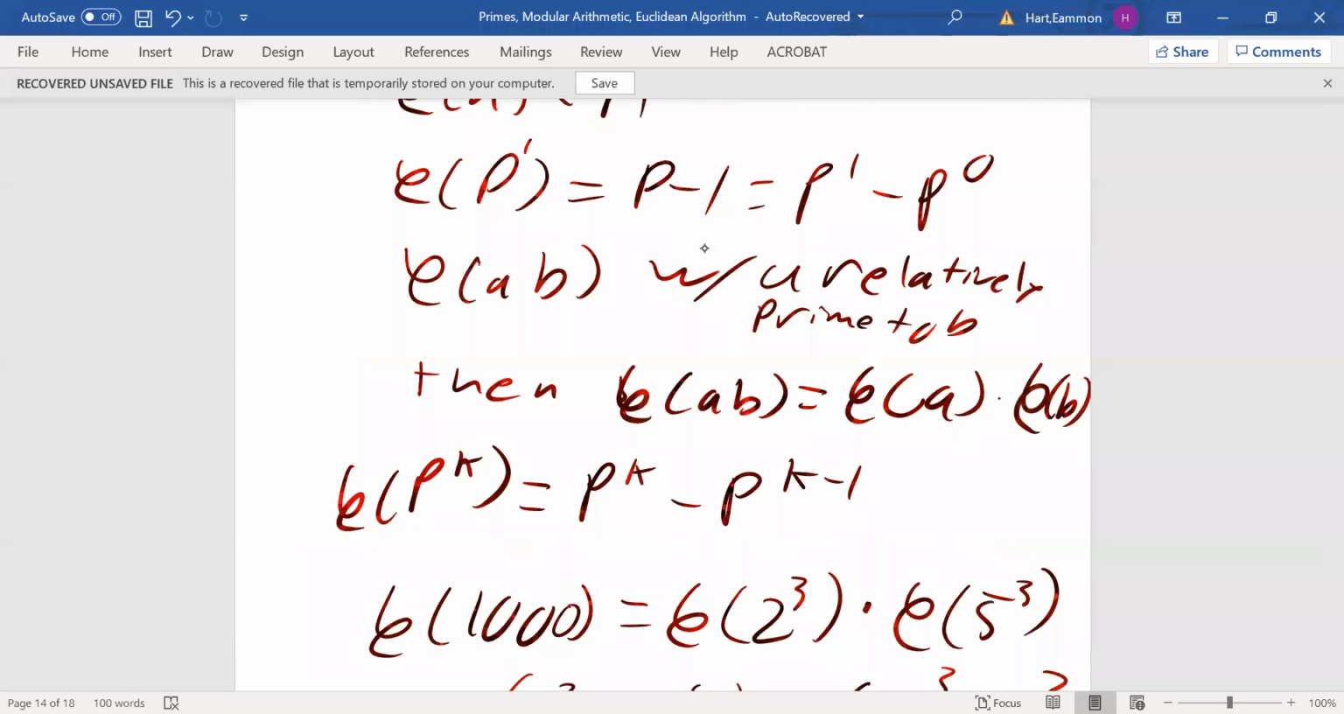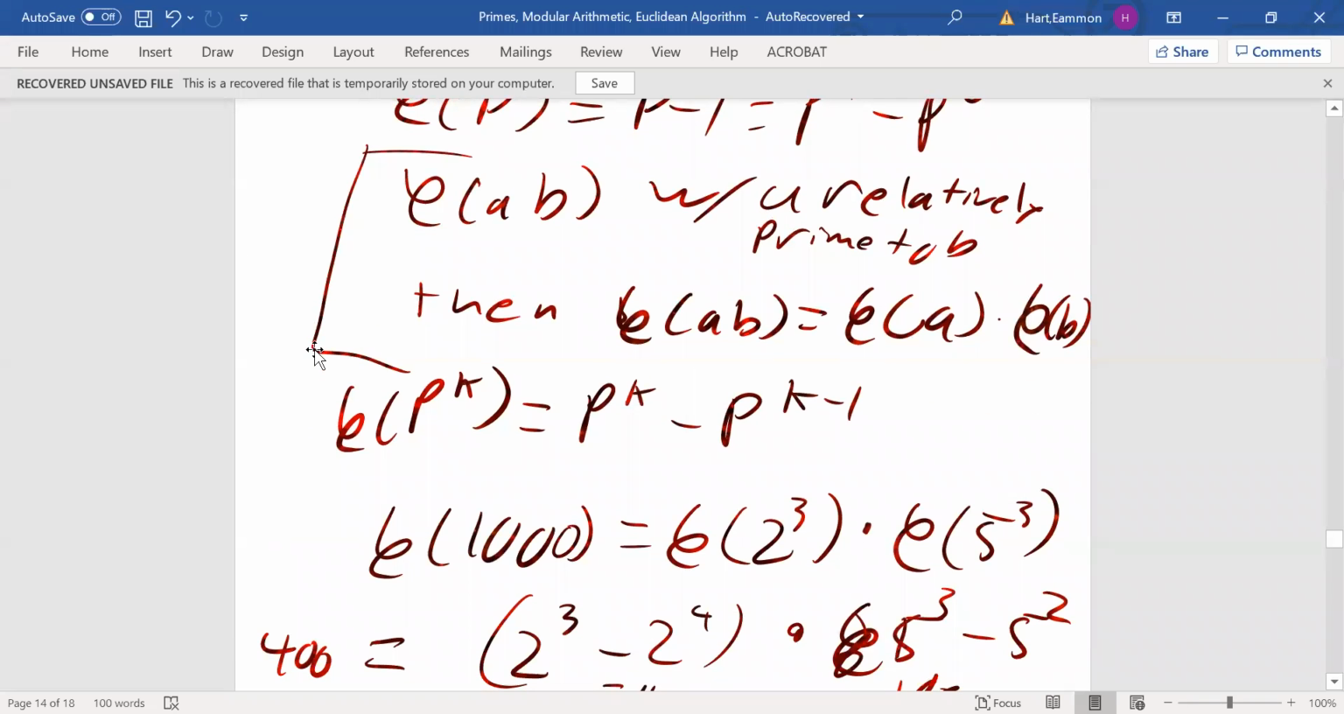Also, this right here, we need them to be relatively prime for this to work. So if they're not relatively prime, then you should be able to come up with a counterexample. I think I'm going to put that on your final as one of the questions. Come up with a case where phi of a times b is not equal to phi of a times phi of b. So basically just scour to find two numbers that are not relatively prime, and then you should be able to check it out to make sure that it works.